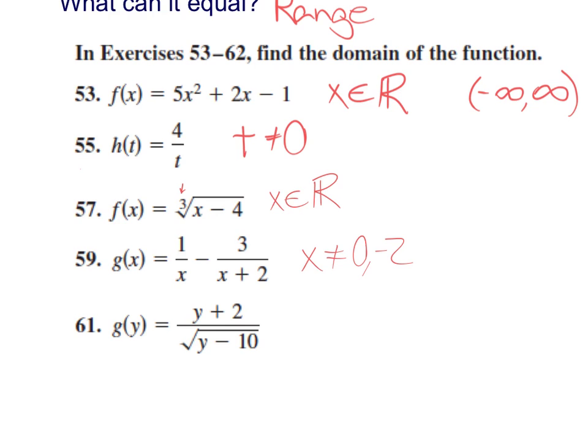Because if it equaled 0, then this first part of it would be undefined. And undefined minus something is undefined. All right? If it equaled negative 2, the second half of this would be undefined. And negative 1/2 minus something that's undefined is undefined. Okay? So, good.